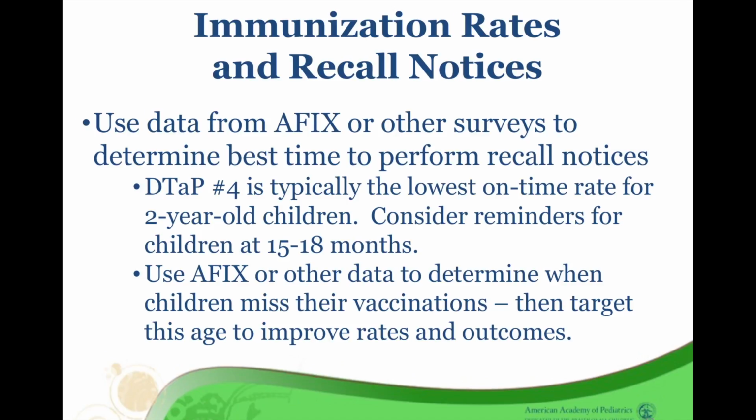Sometimes you can use data from APHIX or other surveys to determine the best time to perform recall notices. So the fourth dose of DTaP vaccine is typically the lowest on-time rate for 2-year-old children. So you might want to consider sending a reminder to parents to let them know that this vaccine is due at 15 to 18 months. And you can use APHIX or other data to determine when children miss their vaccinations and then target that age to improve rates and outcomes.